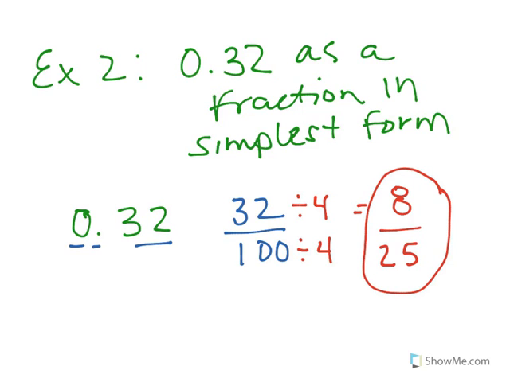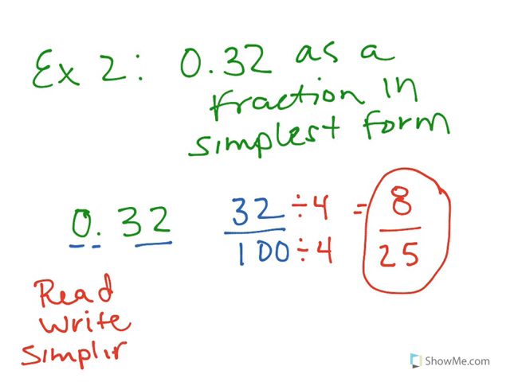So again, in order to turn a decimal into a fraction in simplest form, you have to read the decimal, you have to write the decimal, and then you have to simplify your fraction. If you can remember these 3 steps, you will be able to turn a decimal into a fraction in simplest form. So that is it for my lesson on fractions and decimals.